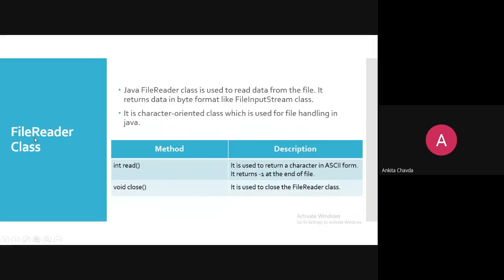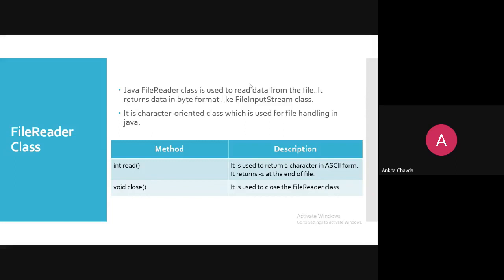And for the file reader class, the Java FileReader class is used to read the data from the file. It returns the data in byte format, just like your file input stream class. Your data will be in integer form, meaning a byte, meaning an integer. So it is a character oriented class which is used for file handling in Java. But your character is actually converted into an integer, or you can say it will directly give you the byte.